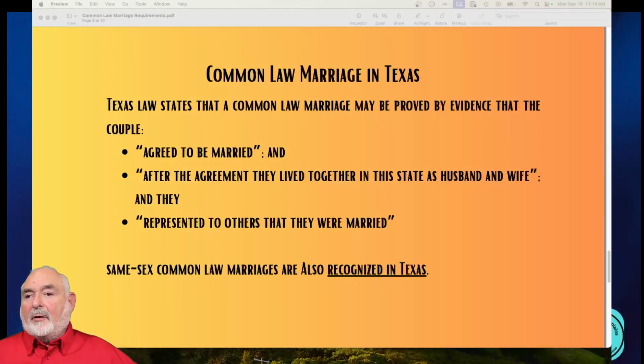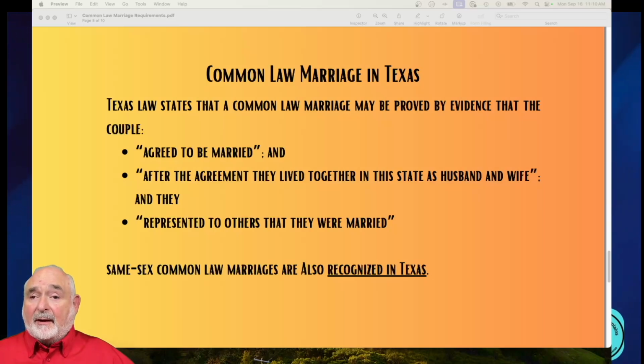Common law marriage in the great state of Texas. Texas law states that a common law marriage can be proved by evidence that the couple agreed to be married, and after the agreement they lived together in the state as husband and wife, and they represented to others that they were married. Very much like other states in this regard.